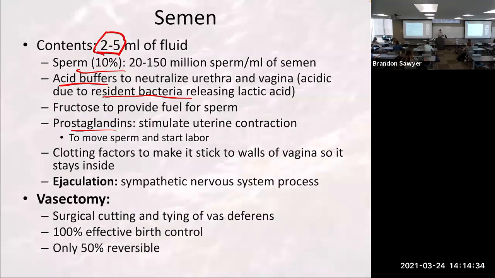The unique part here is that I mentioned before that erection was caused by the parasympathetic nervous system, but then the ejaculation process is a sympathetic process. So it's this mixing of parasympathetic and sympathetic. We'll talk more about those processes on Friday when we talk about the autonomic nervous system.